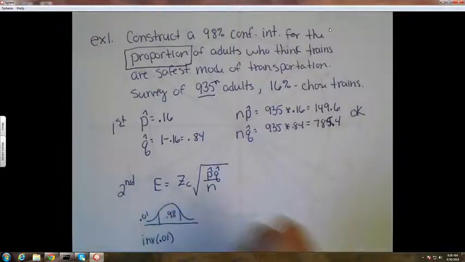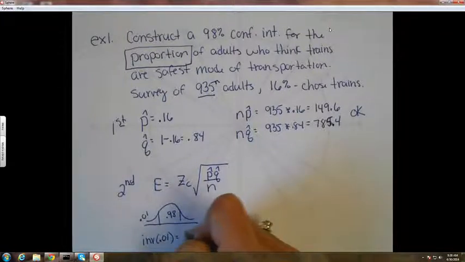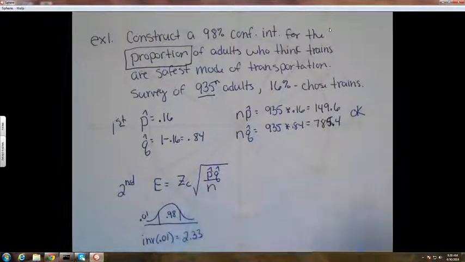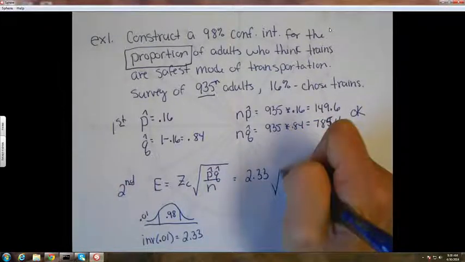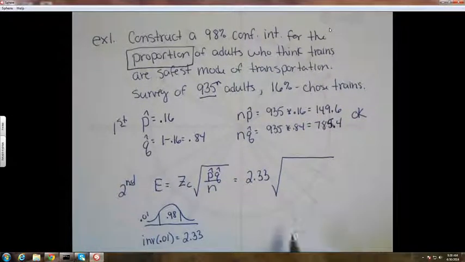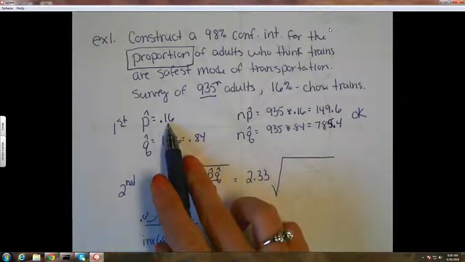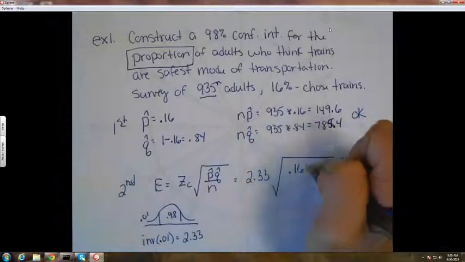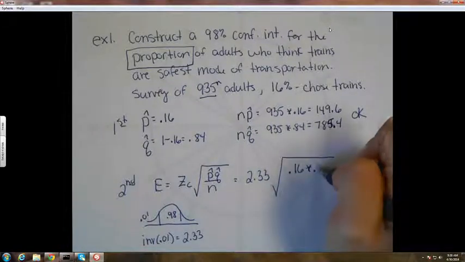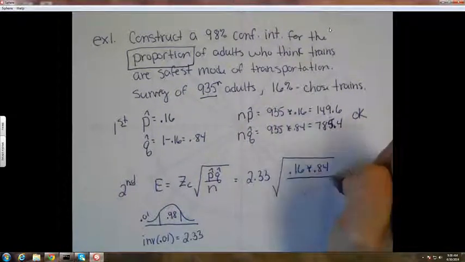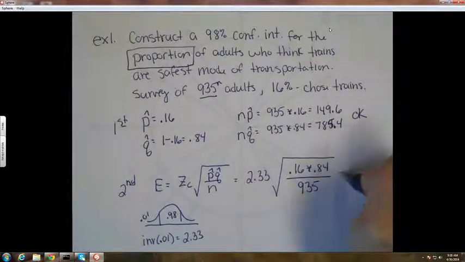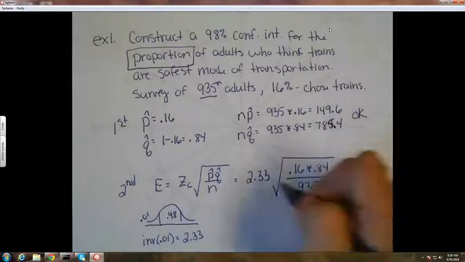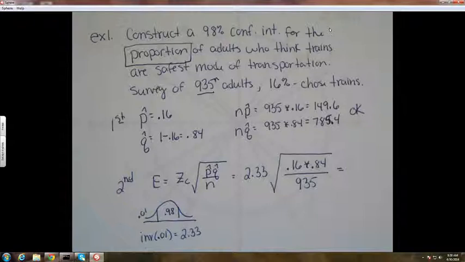Let's go 2 places out on our Z. Positive. So now I know the Z-score, now we can move on. So 2.33 square root P hat and Q hat we identified up here, the 0.16 times the 0.84 over sample size, which was 935. Now the calculator challenge. Can you get the calculator to calculate what we wrote down? And trust me, I've seen many people not be able to do that.